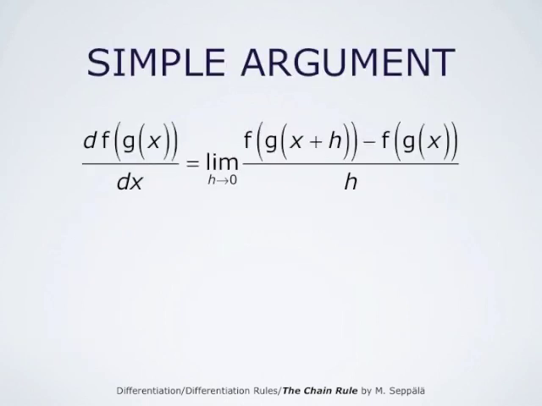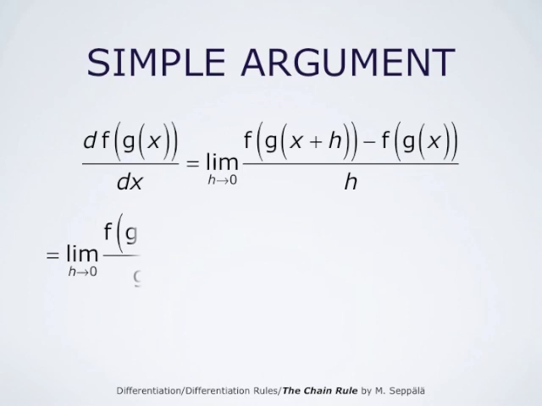The following simple argument is often presented as a justification for the chain rule. The derivative of the composed function f composed with g at x is the limit of the difference quotient for the same function, that is, the limit as h goes to 0 of the quantity f evaluated at g(x) plus h minus f at g of x, and that difference divided by h.